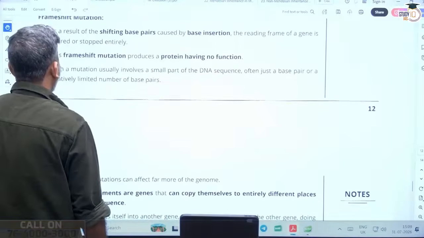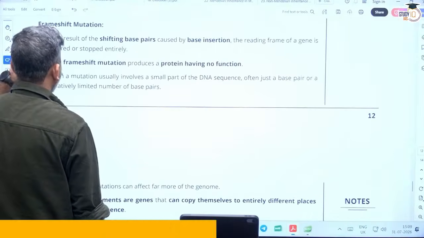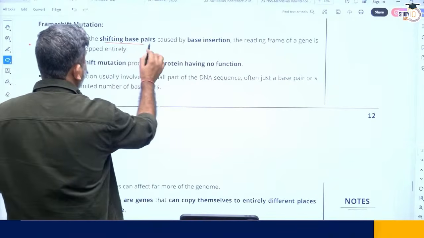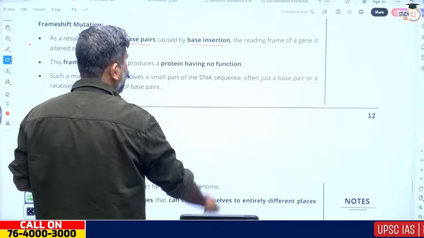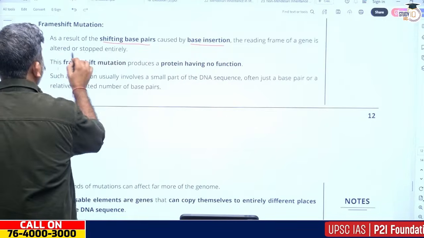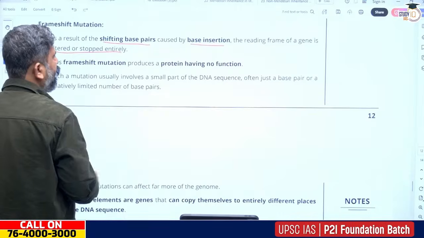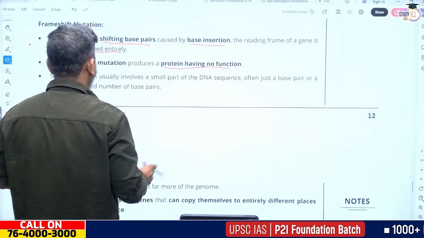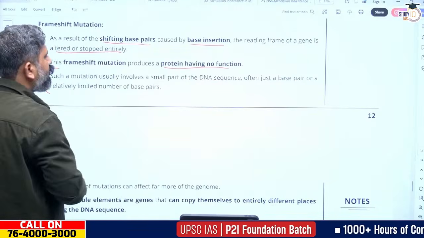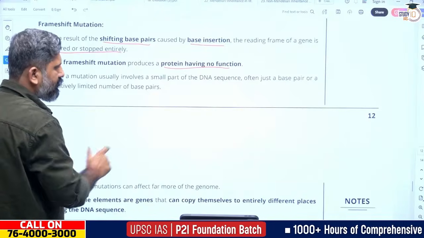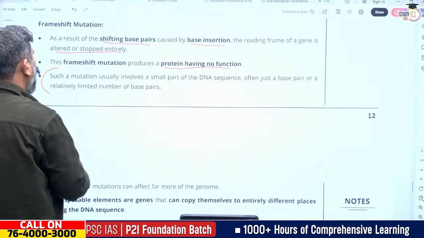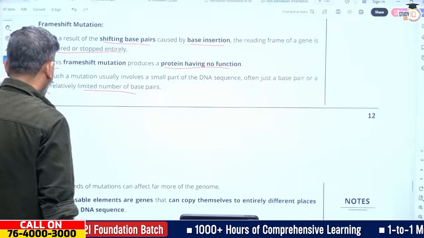Then there is what is called a frame shift mutation. A result of the shifting of the base pairs caused by base insertion, a new base is inserted. The reading frame of a gene is altered or stopped entirely. It produces a protein having no function. Such a mutation usually involves a small part of the DNA sequence, often just a base pair or a relatively limited number of bases.